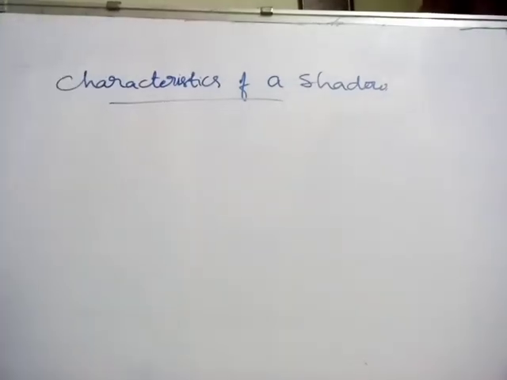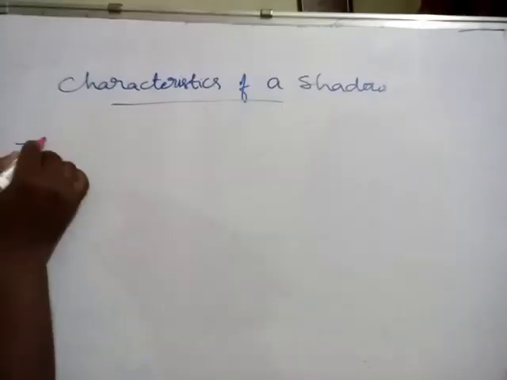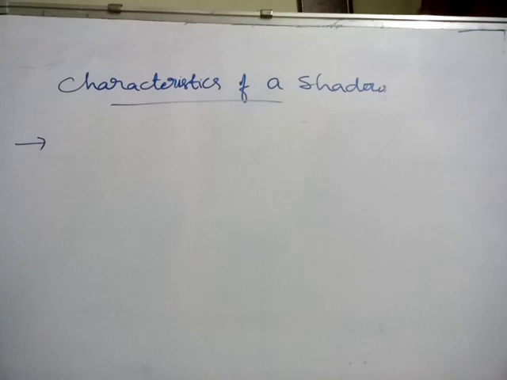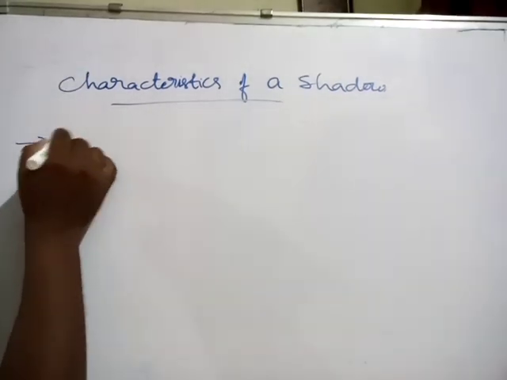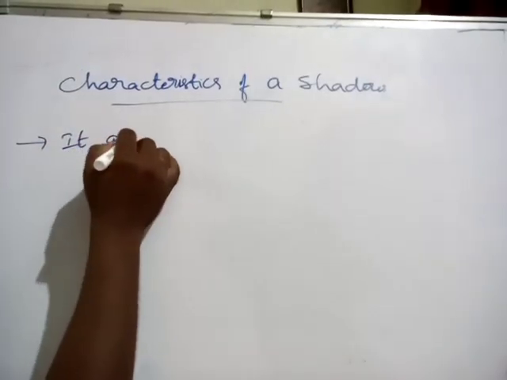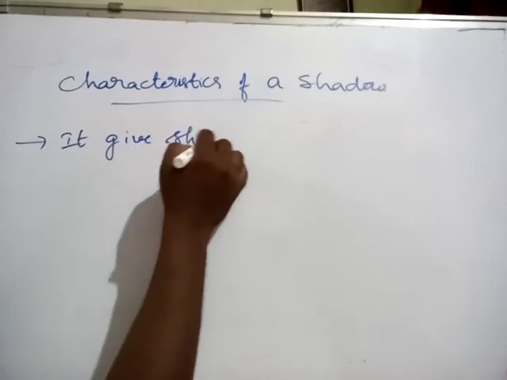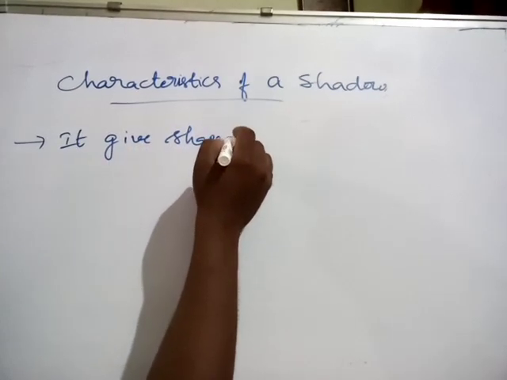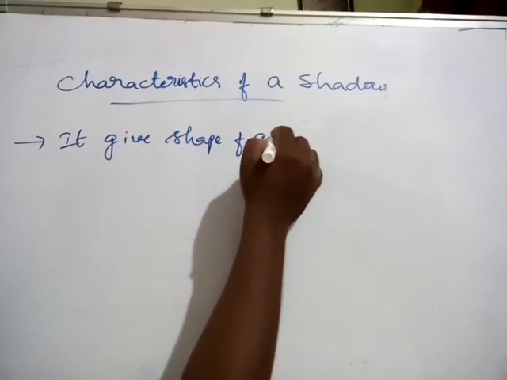Already we know shadow gives only outline of the object, means it gives shape of the object, it gives shape of an object.